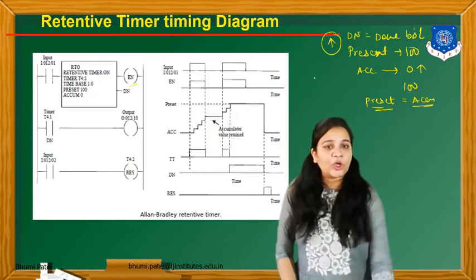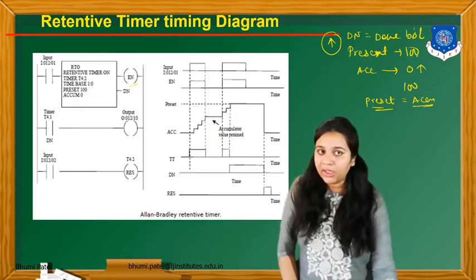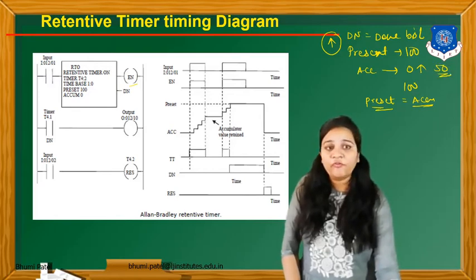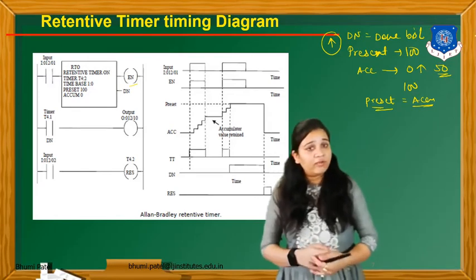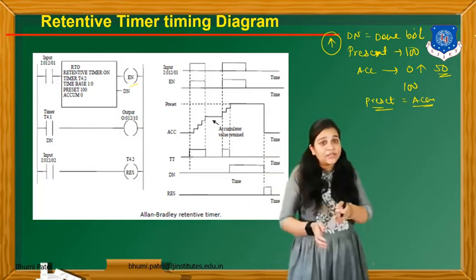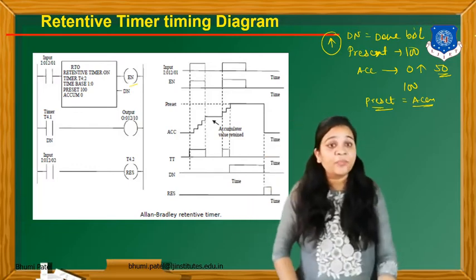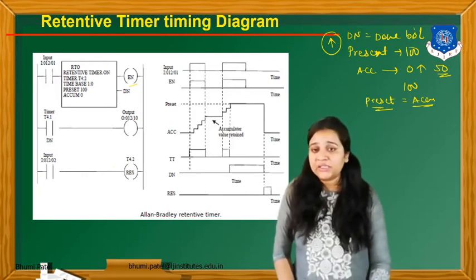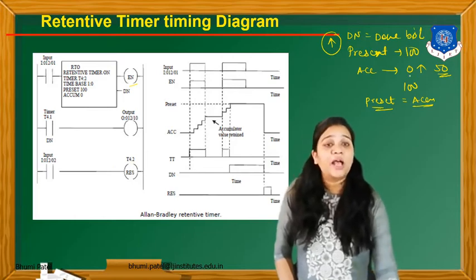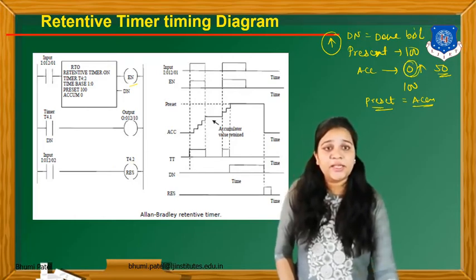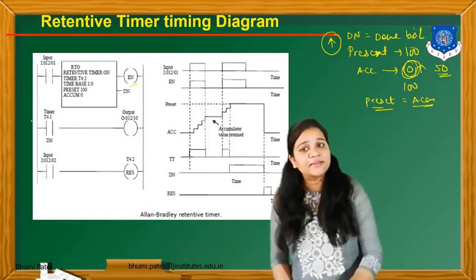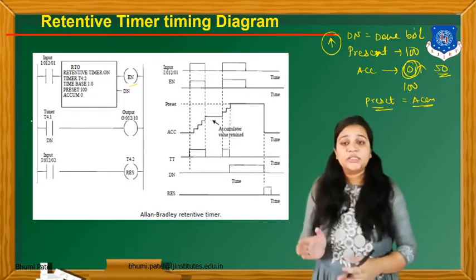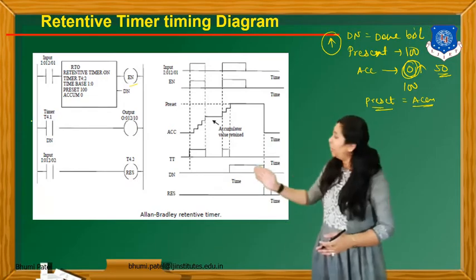Suppose my preset value is 100 and the accumulator increases every 1 second. It reaches 50 seconds, but then we know that some problem arises in the plant or the system. If we want to reset the program and we press the reset pin, my accumulator value is now 0, and whenever the input is energized again, the accumulator will start from the 0 value. So this is the block diagram that is given in your textbook.